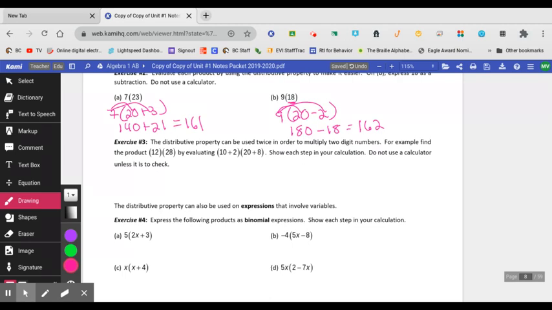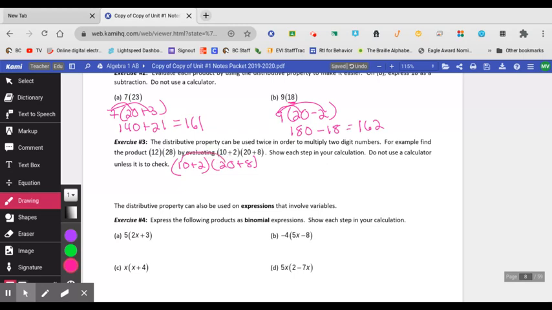Exercise 3, the distributive property can be used twice in order to multiply 2 digits. For example, 12 times 28, 10 plus 2 times 20 plus 8. Show each step. So here we're doing what's called a double distribute. So we're going to have 10 plus 2 times 20 plus 8. And we're doing a double distribute in that I'm going to distribute the 10.